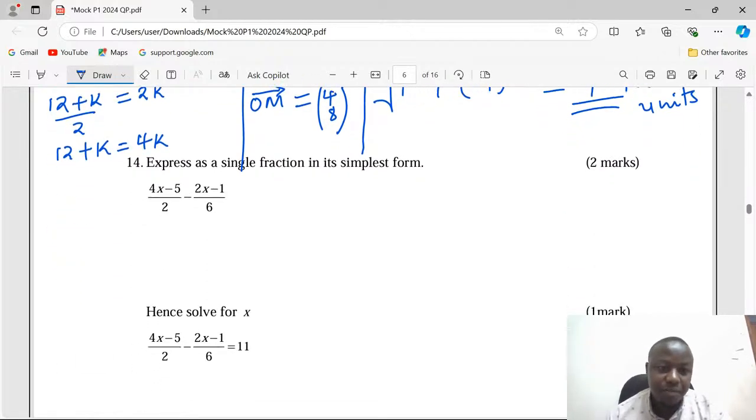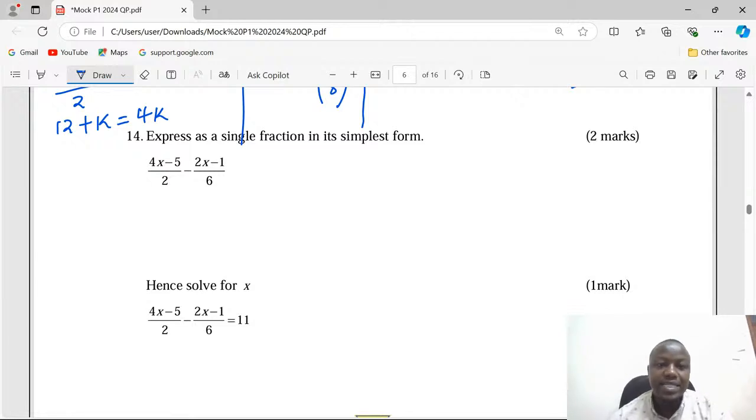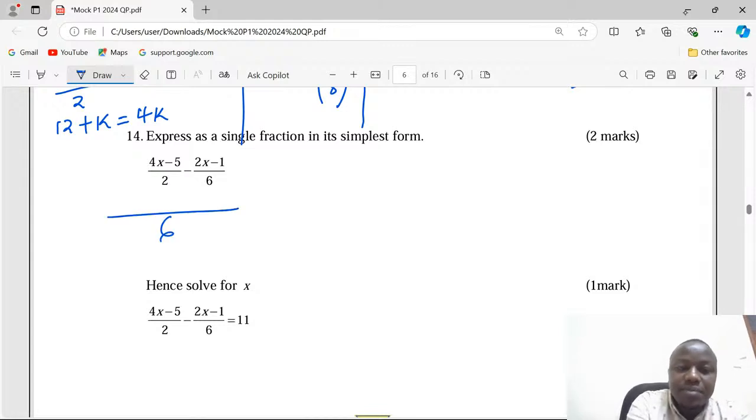Number 14, express as a single fraction in its simplest form: (4x minus 5) divided by 2, then minus (2x minus 1) divided by 6, as a single fraction. Let's do that one first. We need the LCM, which is 6. 6 divided by 2 gives us 3, so 3 will multiply 4x minus 5.